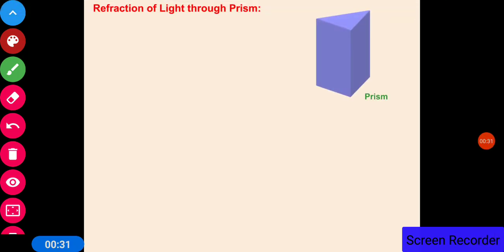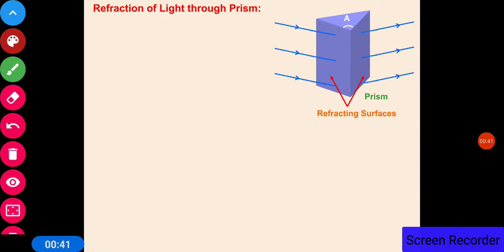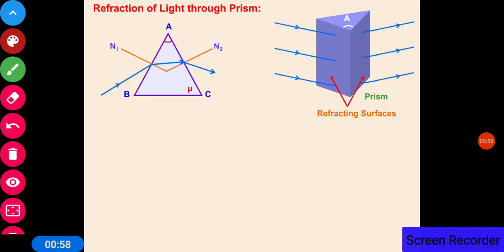Now this is a prism. These are the two refractive surfaces. Angle of the prism. The ray falling on the prism after refraction comes out through the prism. Now this is the triangular surface of the prism. The ray after falling on one refracting surface of the prism is refracted through the surface AC.